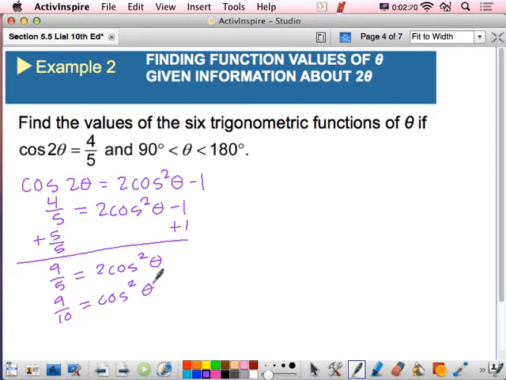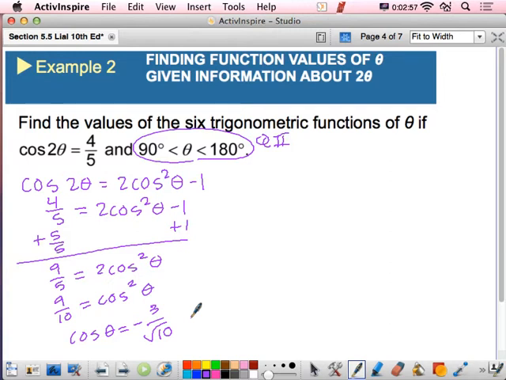And then square root. And then cosine is equal to plus or minus 3 over square root of 10. Which one? Defining quadrant 2. Quadrant 2 cosine is negative. So negative square root of 9 over 10, which is 3 over square root of 10. Okay. Here's where we are, and I haven't rationalized yet. But let's take a minute and just look at that. That's cosine. Now I have to find the other 5.